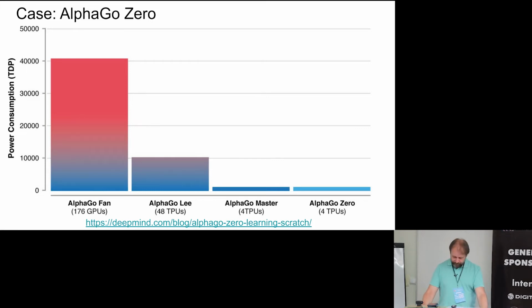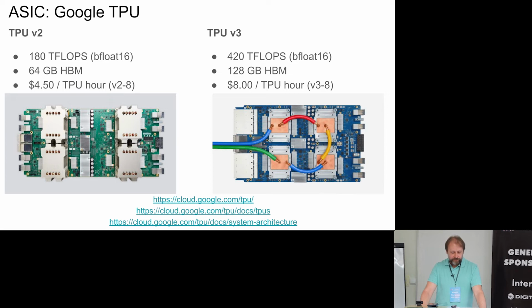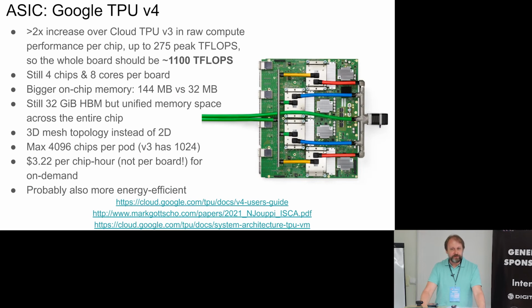I think AlphaGo Lee was trained on TPU version 1, and later AlphaGos were trained on later TPUs, version 2 or 3 maybe, I'm not sure. Google right now has 3 different versions of their TPUs available in the cloud. TPU version 2, version 3, and last year they announced version 4. With every subsequent version, you have much better performance and typically better energy efficiency.